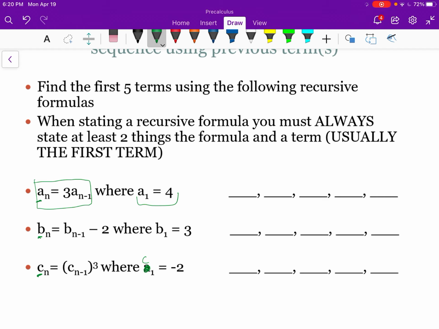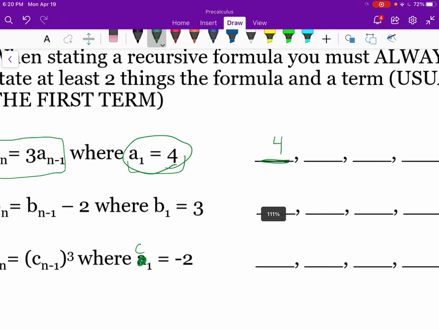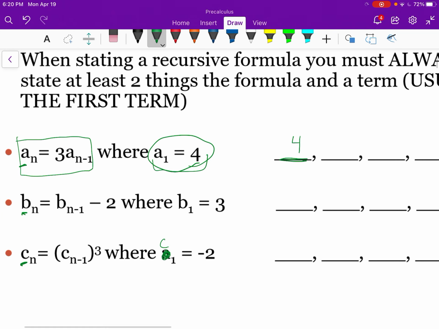All right. Find the first 5 terms. First term goes right here. Well, that's easy. It is 4 because it says it's 4 right here. The next term, I'm going to try to zoom in and write a little bit smaller here. So our first term was 4. Our second term, and this is where we need to be able to figure out this notation. We don't always need it, but our second term, we're going to use this formula.